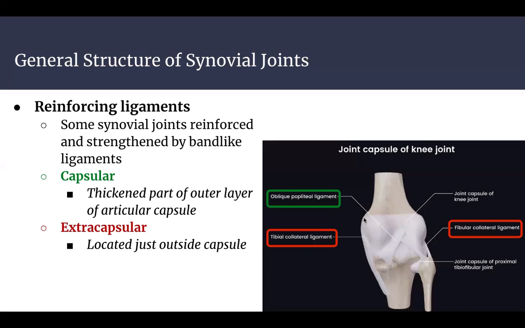So we have this one here. This is running from the femur here down to the medial side, the inner side of the tibia here. So that's an example of an extracapsular ligament. You don't have to worry about the names of these two just yet. You will on Thursday in the lab when we look at the knee joint model together.